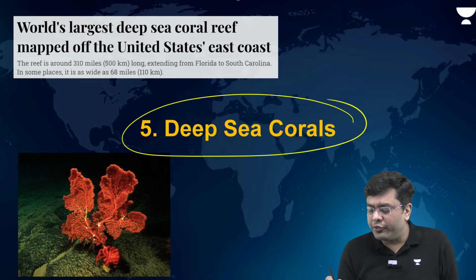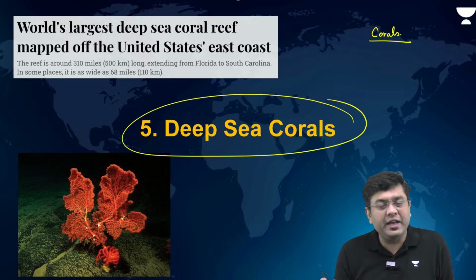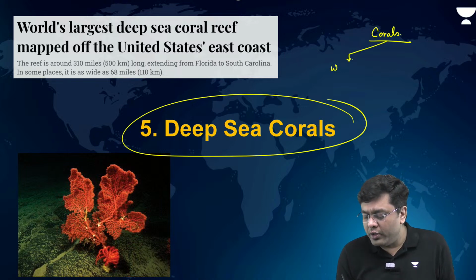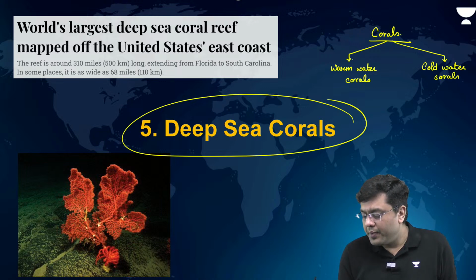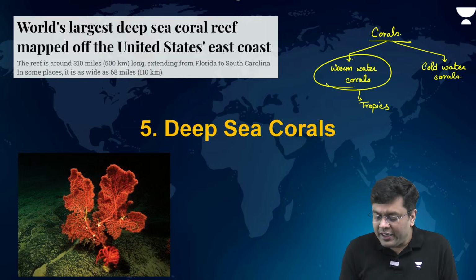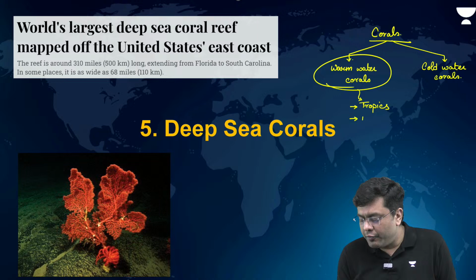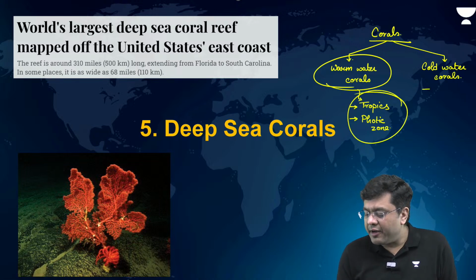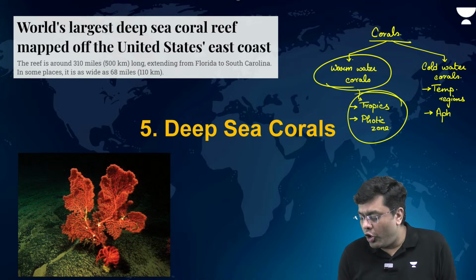Now you see, when you talk about corals overall, based upon the conditions in which they grow, they are classified into warm water corals as well as cold water corals. Okay? These warm water corals are to be found in the tropics, in the photic zone of the water, where sunlight is available. Cold water corals are found in temperate regions, and also in many cases in the aphotic zones. In many of the cases, not in all the cases.